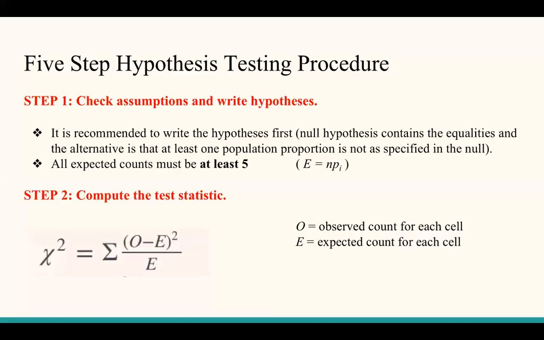And then once you check your assumptions and write your hypotheses, you can compute your test statistic, which we know is similar to the other procedures before. You calculate your test statistic by comparing the observed and expected counts from all of your groups here. And then you would just add them all together, and that would be your test statistic for your chi-square. So it's that formula below to calculate the test statistic.